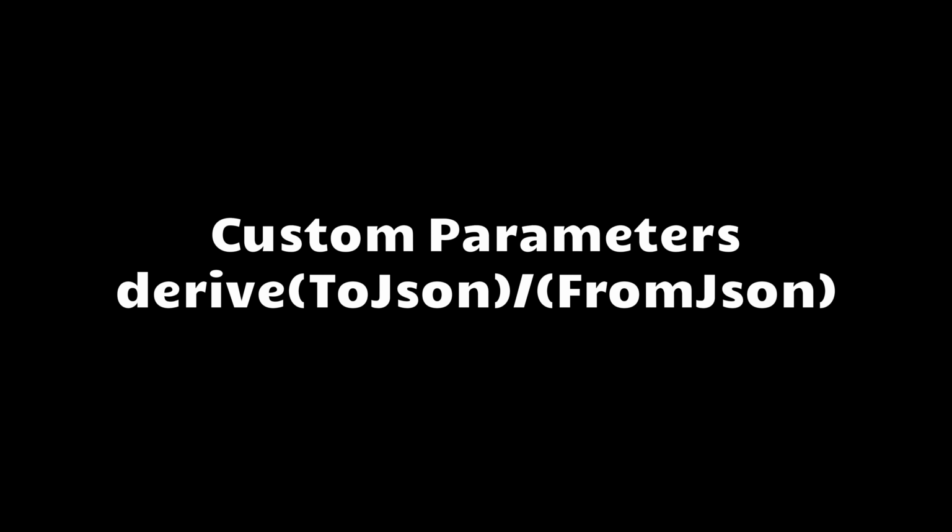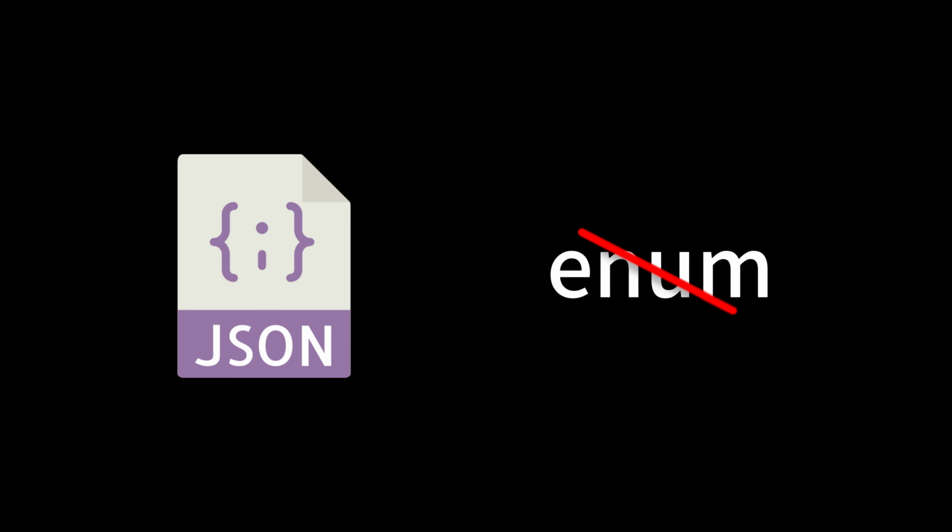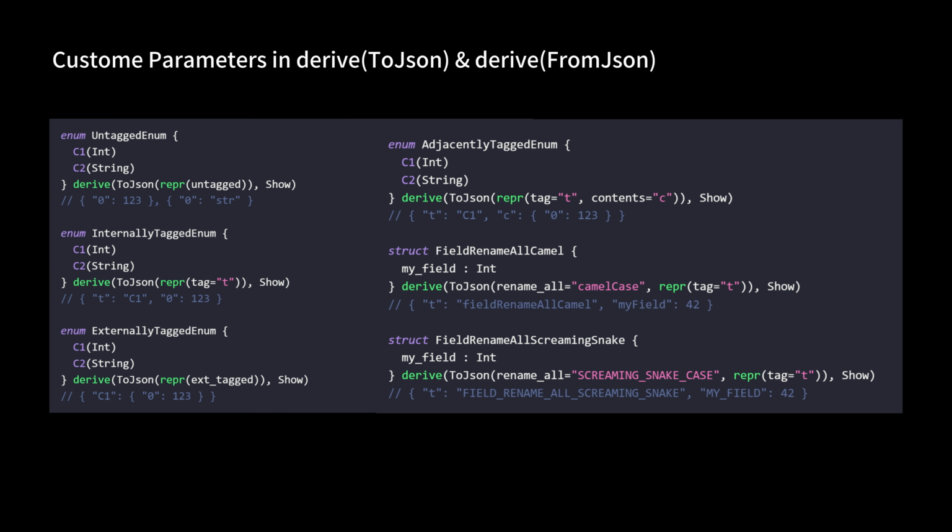Developers can now specify custom parameters when deriving to JSON and from JSON. While JSON lacks native support for complex data structures, MoonBit now allows developers to define how enums should be represented in JSON. Take the tag position and enum representations as an example. There are 4 distinct tag positions.